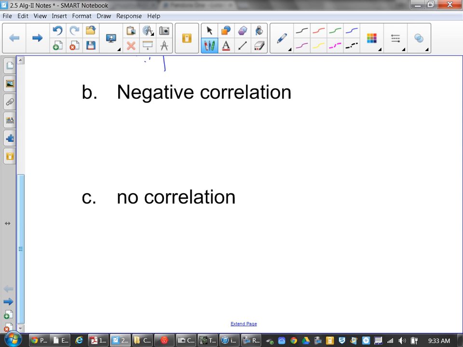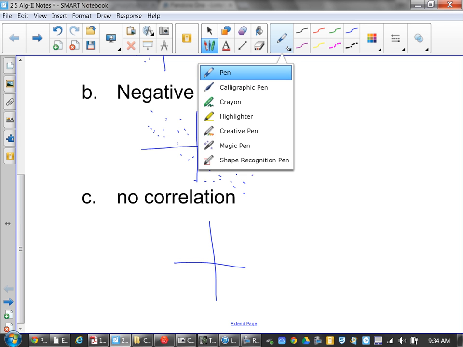Negative correlation is the other way. I know, I'm asking a lot this morning. Actually, that's kind of pretty common. And then no correlation would be nothing. Well, there'd be something. Randomly, they don't really go anywhere. It's like all over the board. The correlation is not there.